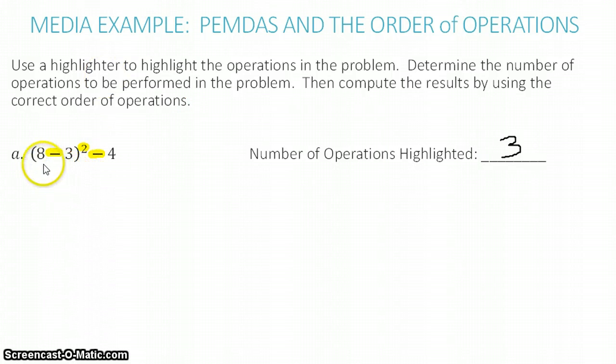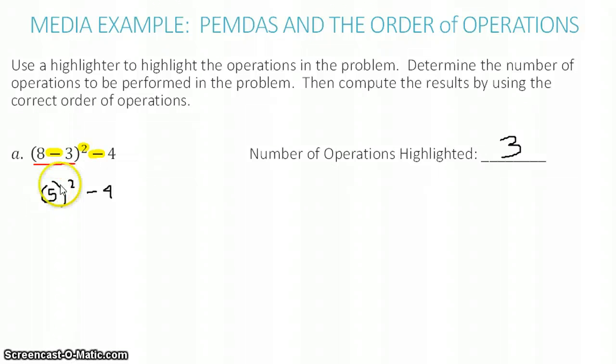So first we have parentheses in this case, and inside the parentheses is 8 minus 3. So that's what we're going to do first. 8 minus 3 is 5 squared minus 4. Now notice I kept the 5 in the parentheses, but it's really unnecessary now because there wasn't a negative in there.